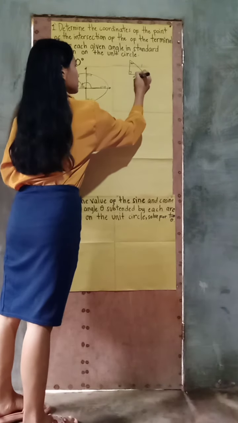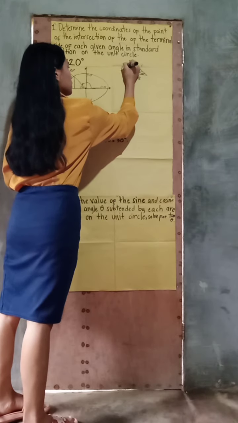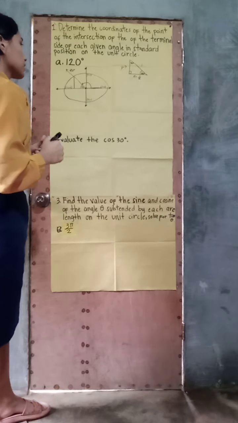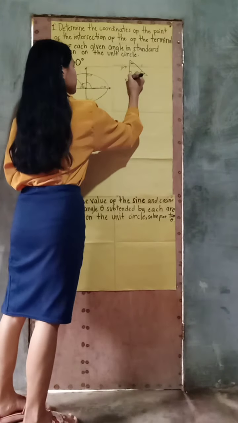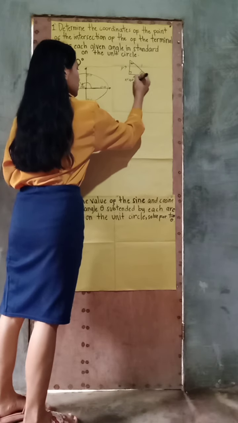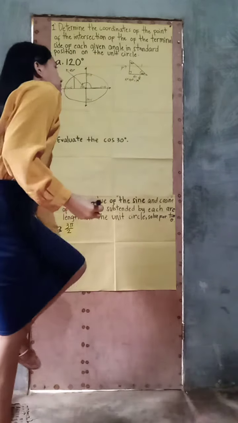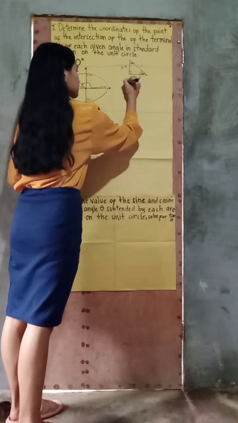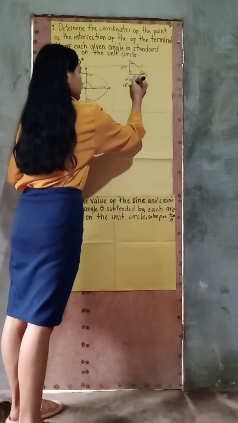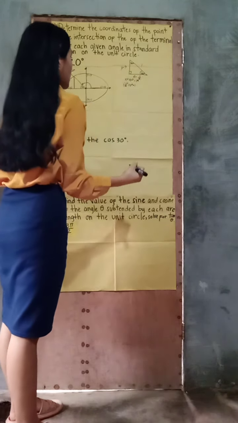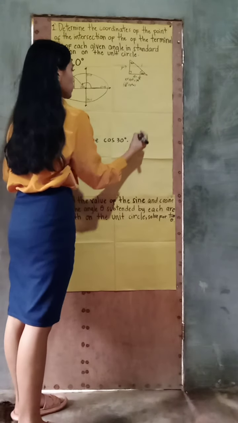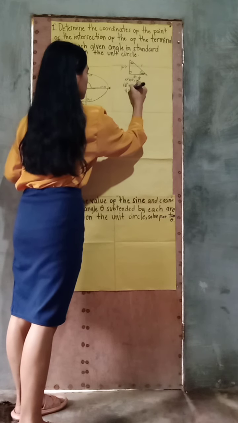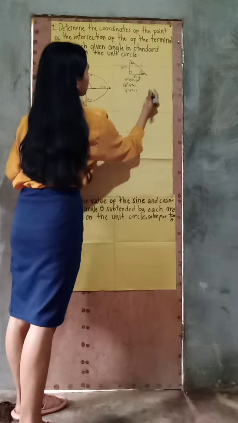This is our x. Now we are going to get the y by using the Pythagorean theorem. x squared plus y squared equals 1 squared. By substitution, this will be 1/2 squared plus y squared equals 1. And by simplifying, this will be 1/4 plus y squared equals 1.